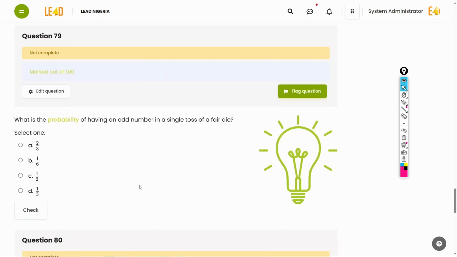All right, 78. What's the probability of having an odd number in a single toss of a fair die? All right, so in the die, that would be probability of scoring a 1 plus probability of scoring a 3 plus probability of scoring a 5. This is 1 out of 6 plus 1 out of 6 again, and this is 1 out of 6 again, because there's only one side of the die that has 3. There's only one side of the die that has 5. All right, so each of them is just 1 out of 6, which gives you 3 out of 6, which gives you what? Half, 1 out of 2.